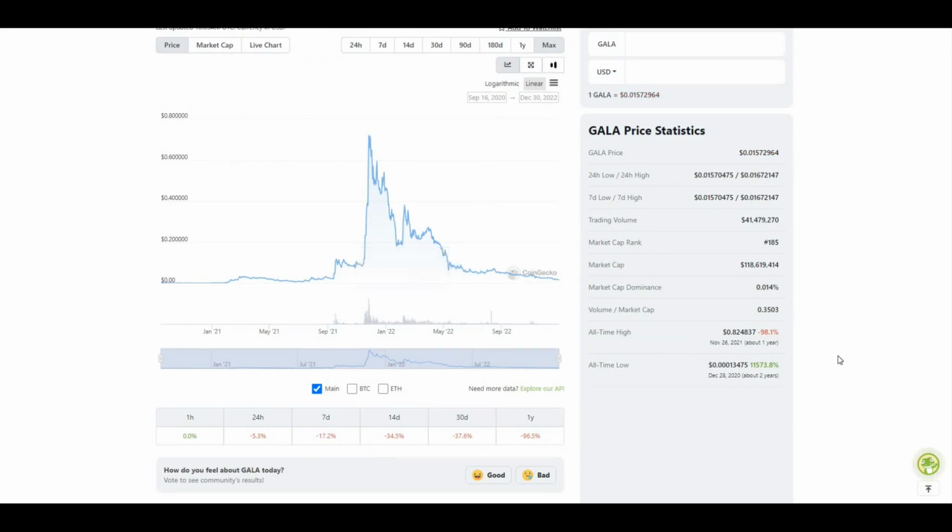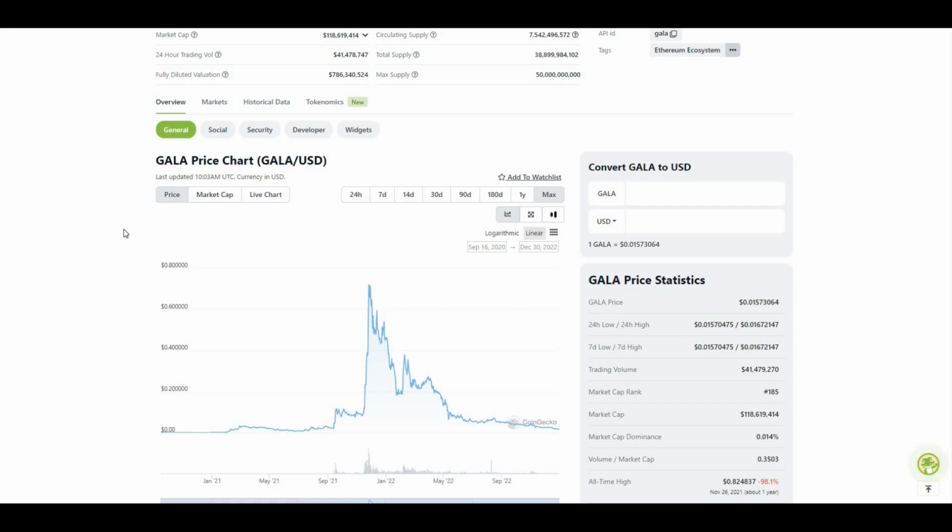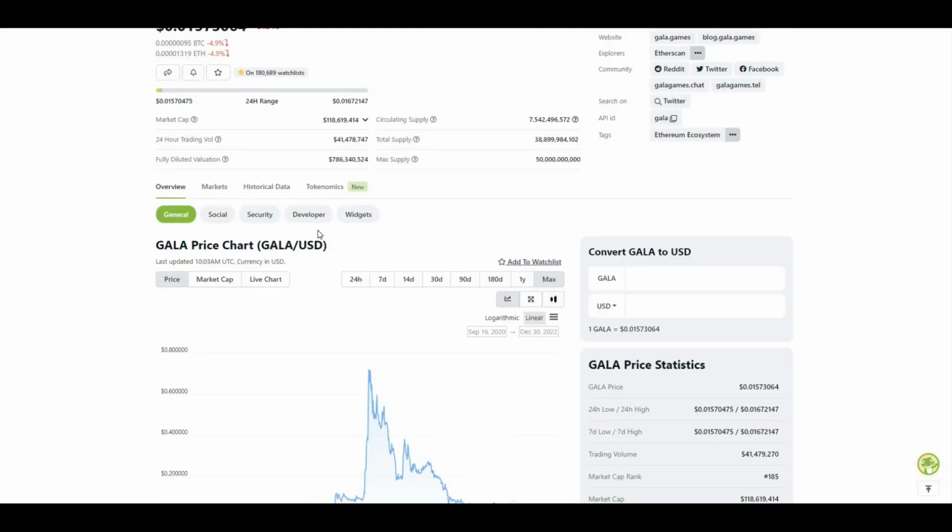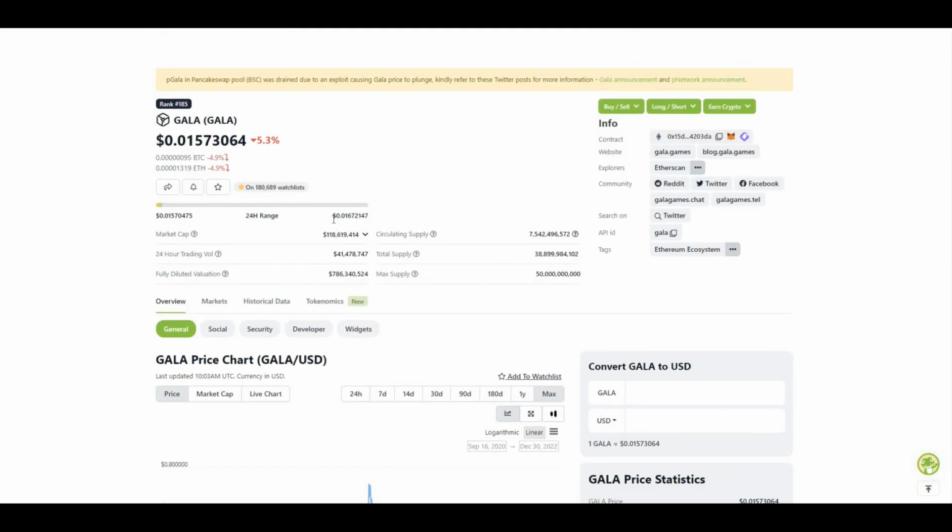But if we take a look at what Gala has done previously in terms of all-time highs, the all-time high for this token was 82 cents, and currently we're 98% off that value. I'll do some quick calculations towards the end of the video to give you a view of what sort of multiplier we can be looking at if we were to invest at today's prices, which is so minimal at the moment.